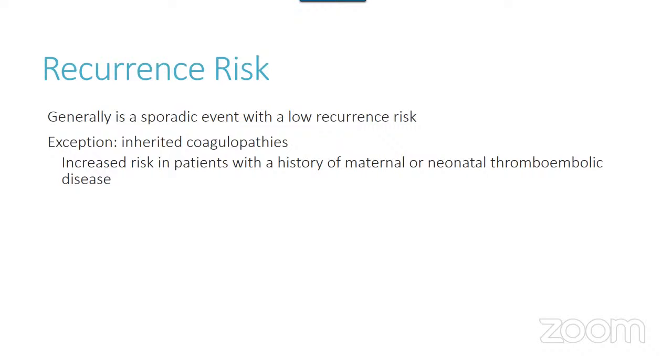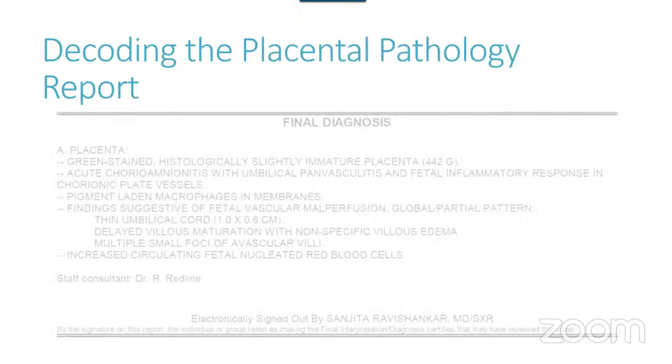But for the vast majority of patients, it's a sporadic event. They can try again. If they had a bad outcome the first time, they are unlikely to have another bad outcome due to FVM. Plenty of things can go wrong in pregnancy other than FVM, of course, but at least FVM itself has a low recurrence risk.